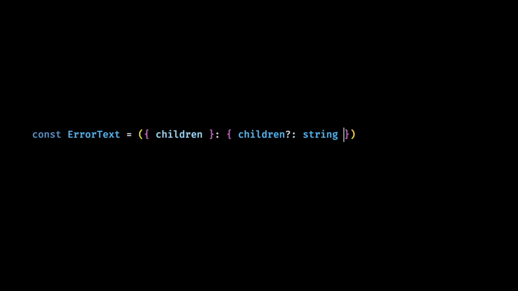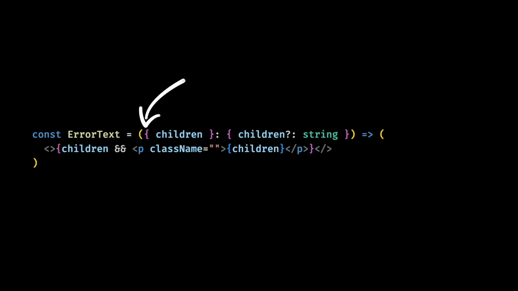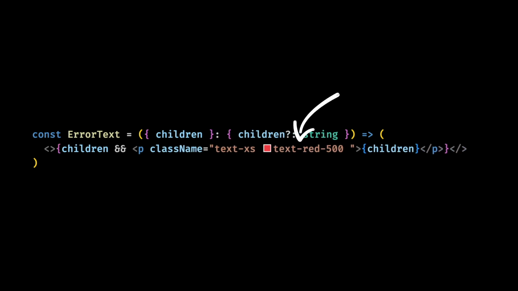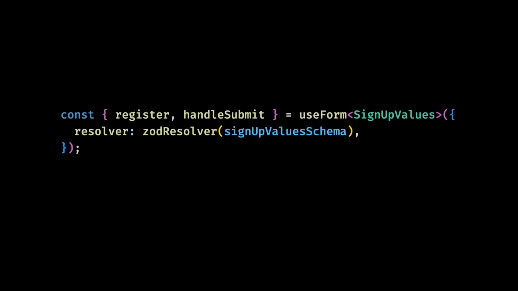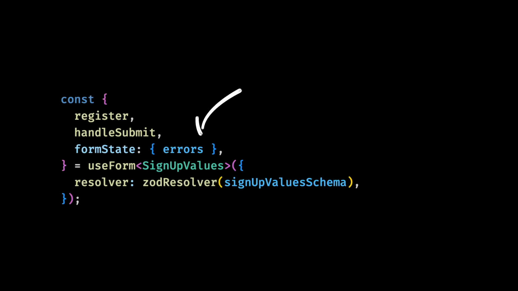First, we'll make a component for the error text. Let's make it small and let's make it red. Let's also put a little bit of padding above it. That should do it. Now we need to grab the errors from inside the form state in the useForm hook. And then we can use the errors for our error text component for each field.